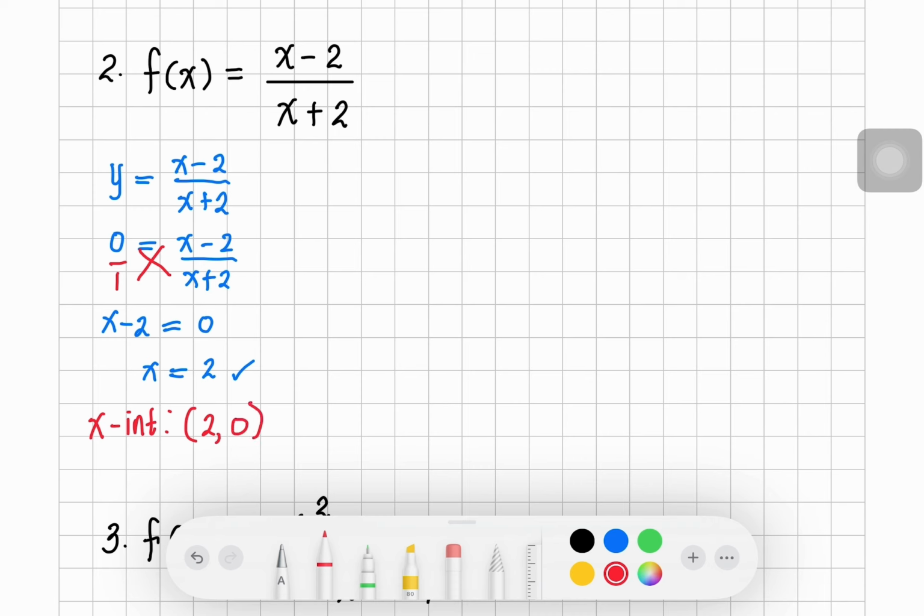Hindi siya pwede maging 0, 2. That is y-intercept. Very good. Okay? It should be 2, 0. Ibig sabihin, may value yung x natin, pero yung y natin walang value. As simple as that. Gets?